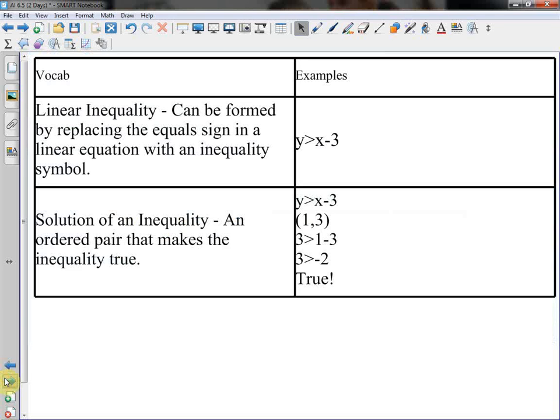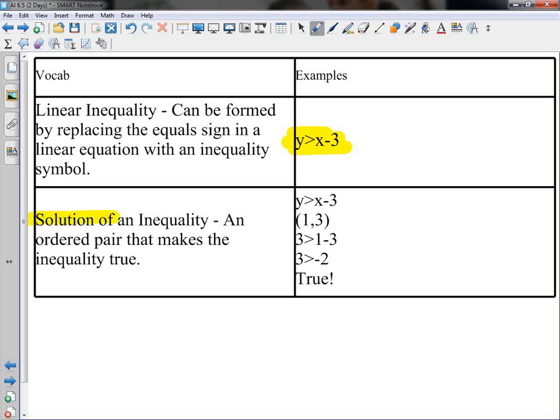All right, so we have some vocab. Today we're talking about linear inequalities, which are just pretty much the same thing as equations. The only difference is we have these inequality signs instead of an equal sign. But other than that, it looks pretty similar. In fact, if we look at this one, we'd probably say this is slope-intercept form with a linear inequality.